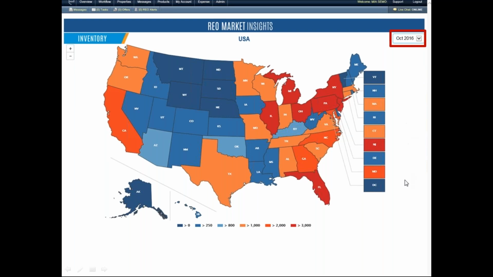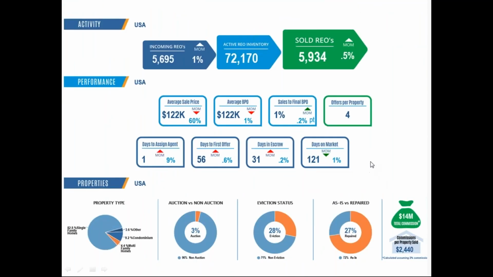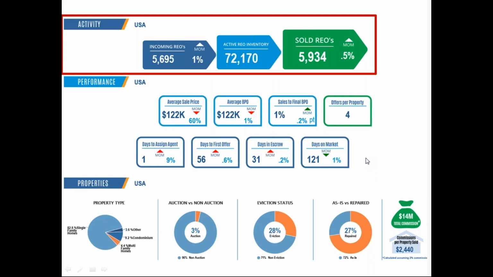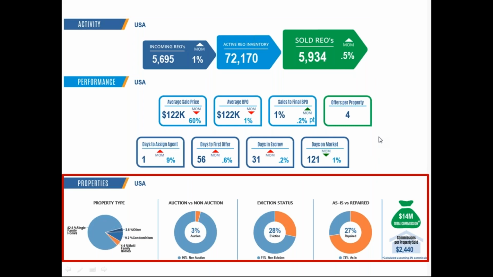So this map itself is a visual indicator, but if we scroll down the screen here, the graphics below the map give insights about the numbers for the overall U.S. market. And these include up-to-date real estate REO data and metrics with month-over-month trends in some cases, and a more complete idea of how many properties are in Equator production nationwide.